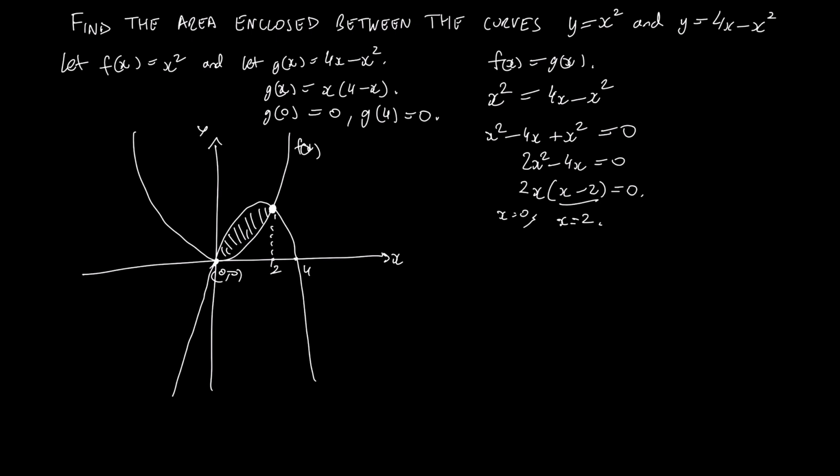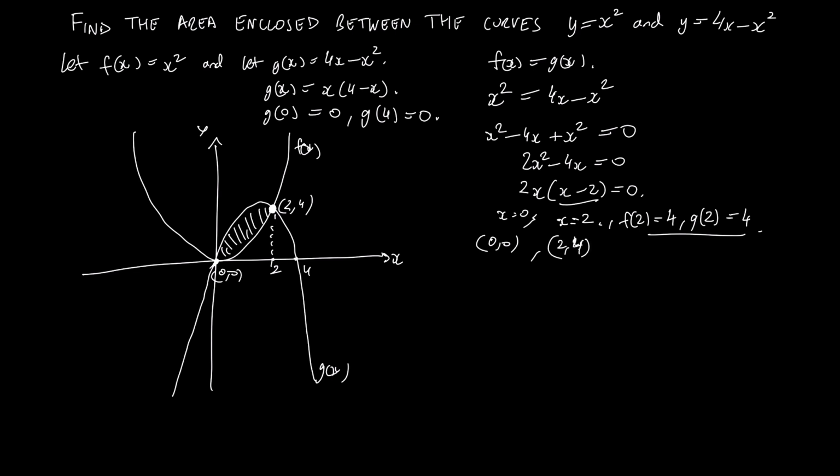So when x equals 2, f of 2 is 2 squared, which is 4, and g of 2 is 4 times 2, 8, minus 4 is also 4. So up here we have 2, 4. So now we know that we intersect f of x and g of x at 0, 0 and 2, 4.